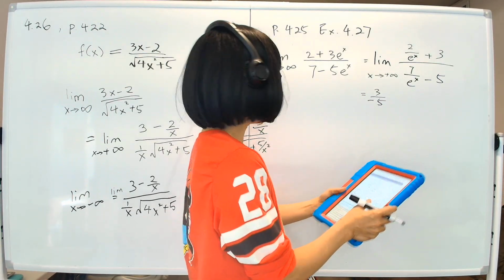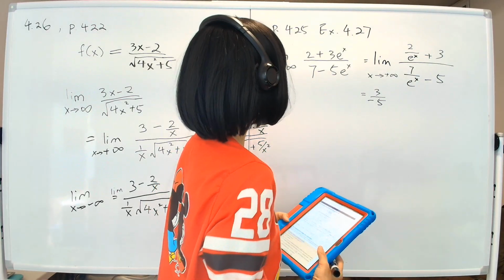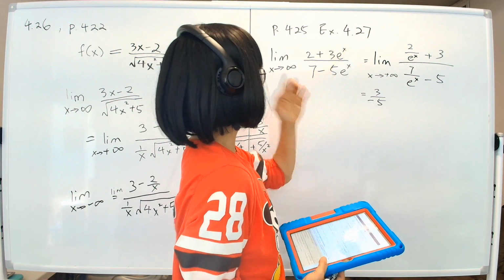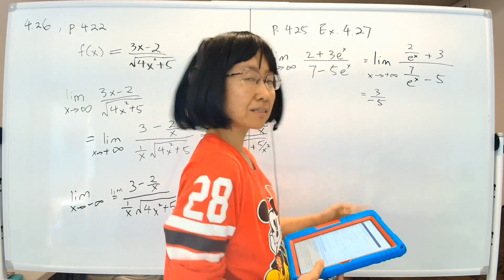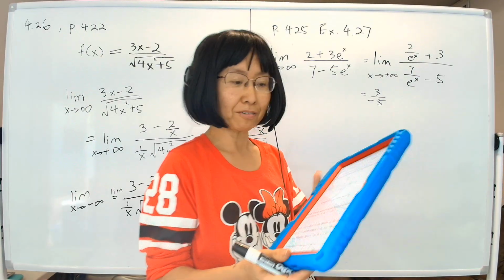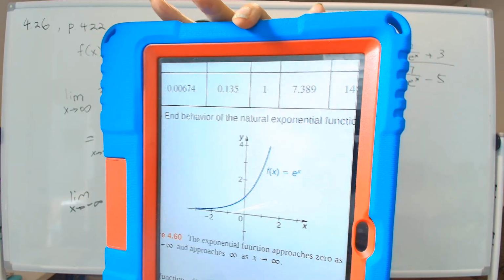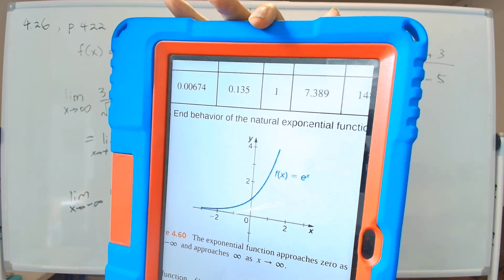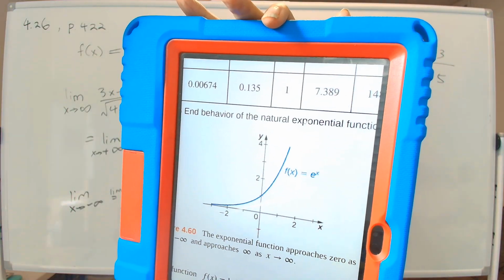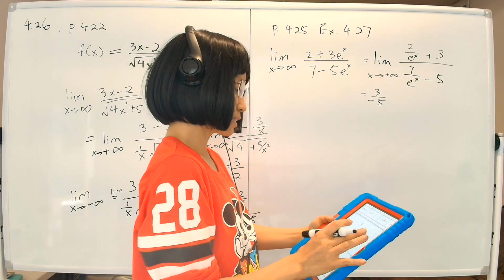Next, we have to consider what happens when x goes to minus infinity. Now, as x goes to negative infinity, e to the x goes to 0, as you remember from the graph we saw just a second ago. See this thing? That's the e power on the previous page. As you see, as x goes to negative infinity, f of x, I mean e to the x, goes to 0.